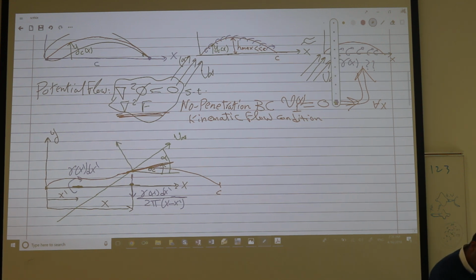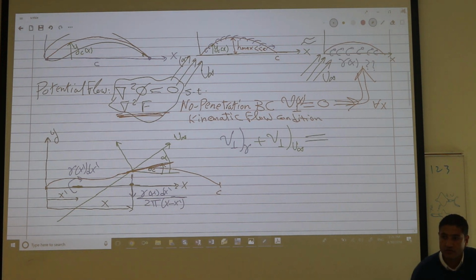So V normal, I'm sorry, due to gamma, plus V normal due to u infinity, this is V normal total. This should equal how much? Should be what? 0. 0, very good.